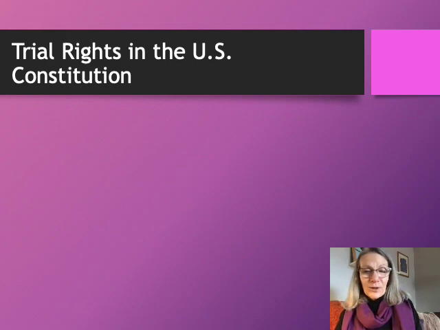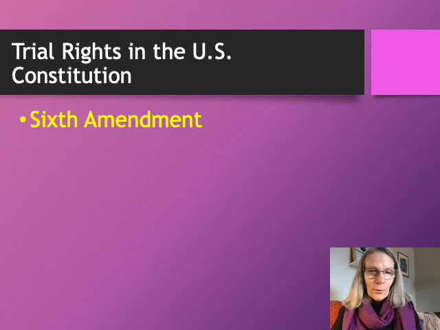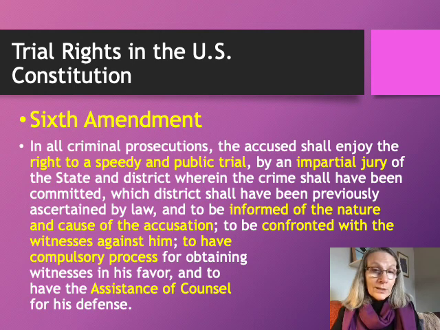Okay, let's turn our sights now to the Sixth Amendment. The Sixth Amendment is a really long amendment. You'll be learning more about it in your textbook, but it's in the Sixth Amendment where we find the rights for a trial, your trial rights. It says in all criminal prosecutions, so keep in mind the Sixth Amendment applies to criminal law, not civil law, the accused shall enjoy the right to a speedy and public trial. We'll talk about what that means in a second.